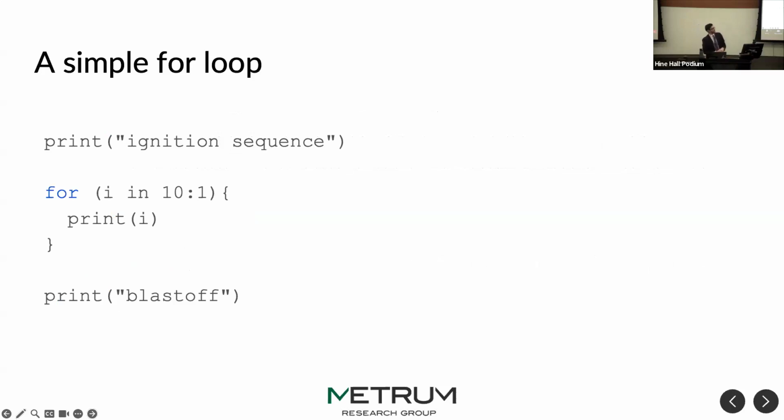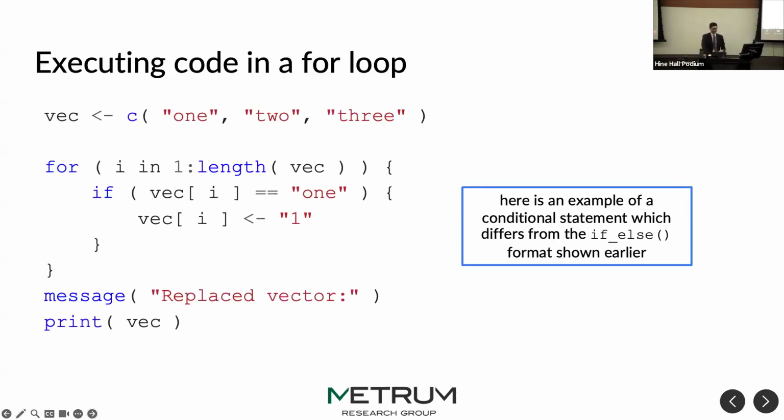Okay. Print will print a string to the console. The for loop, I in 10 to 1, is going to be a loop that's run 10 times. Within each iteration of the loop, we're going to print the value of I. And then after the loop is done, we're going to print blast off. Does anyone want to say out loud what this is going to output to the console? NASA nerds. Now's your moment. Nobody. Ignition sequence. 10, 9, 8, 7, 6, 5, 4, 3, 2, 1. Blast off! We did it. Okay. Very trivial example that shows you how it works.